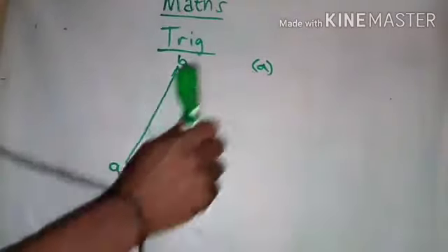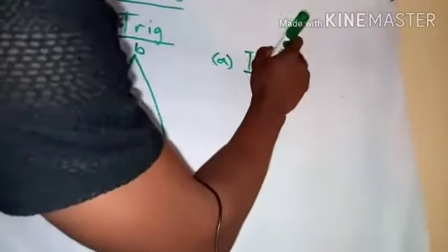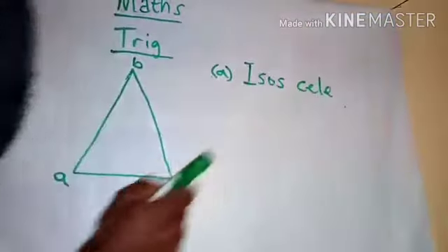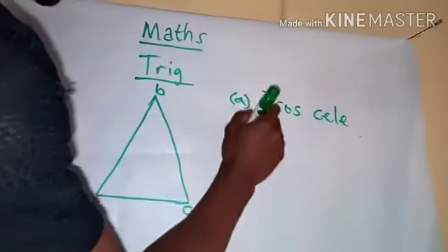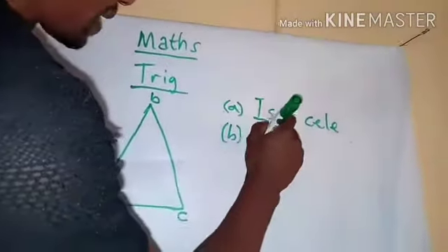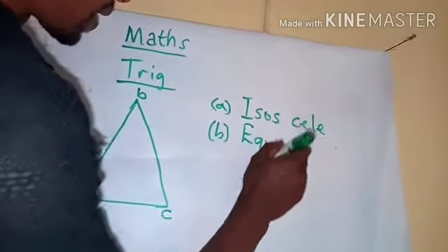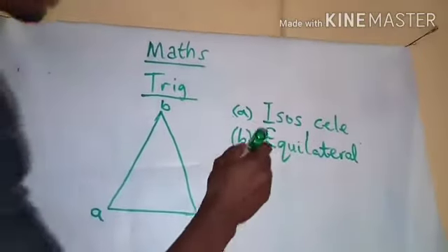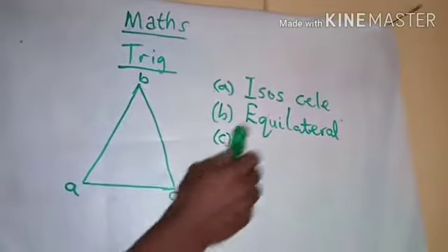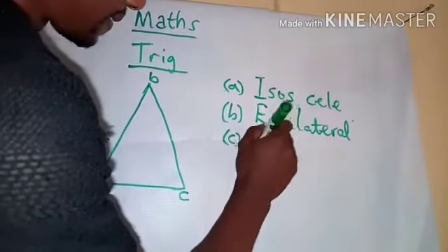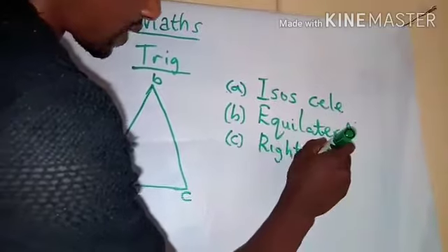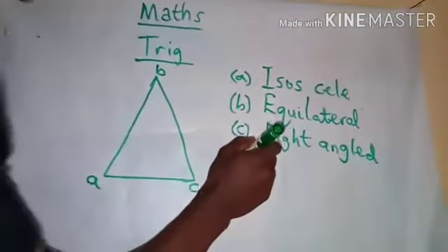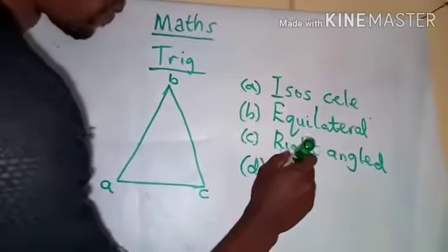We have various types of triangle. Let's start with isosceles. The next, equilateral. Then we have right angle triangle. Then the D, well, scalene.